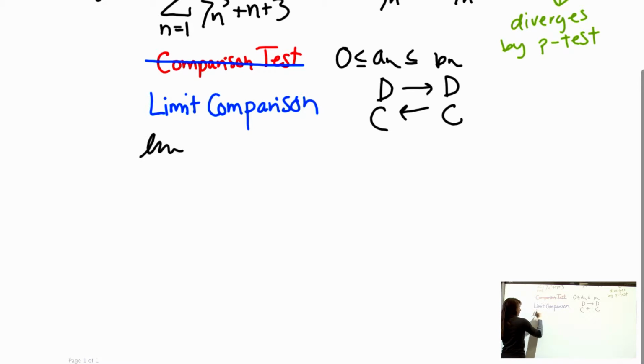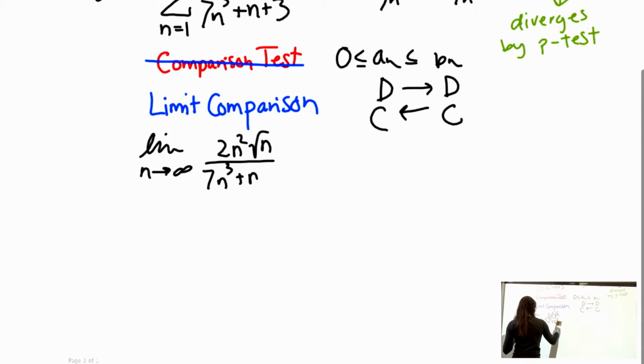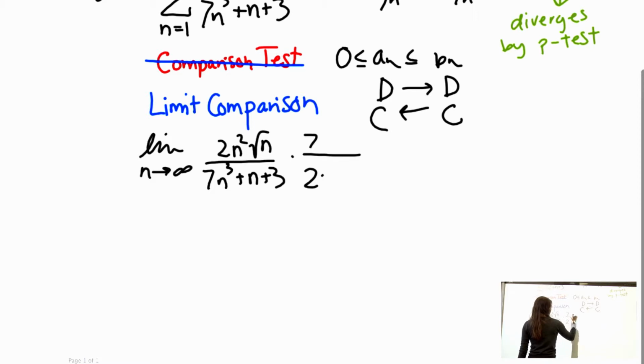So we're going to have the limit. An is our original series, which is 2n squared root n over 7n cubed. And then we would be dividing by bn, but we can flip and multiply. So we're going to have 2/7. So immediately we can cancel these 2's. And then we're really just going to look at what we can simplify.